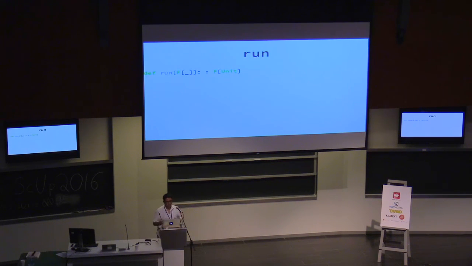So the process has this run method. The run converts the process into a single monolithic thing. The thing here is F, which can be a task as well. And process.run implies one constraint, that F has to be a monad there to accumulate all the effects.